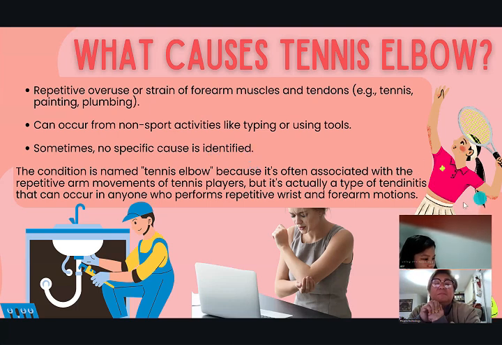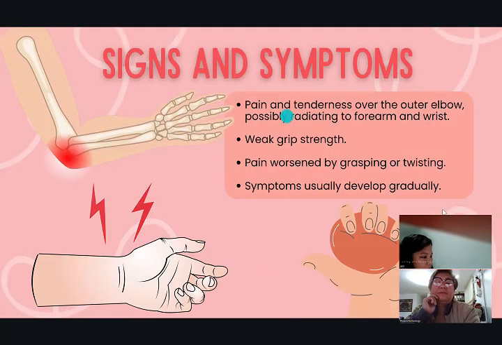Bakit nga ba tennis elbow kahit hindi naman laging from tennis? The condition is named tennis elbow because it's often associated with the repetitive arm movements of tennis players, like laging nagaganyan. Oo. But it's actually a type of tendinitis, so inflammation of the tendons that can occur in anyone who performs repetitive wrist and forearm motions. Yeah. So hindi lang pala sa sports.